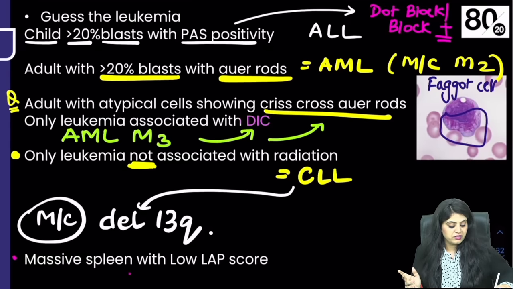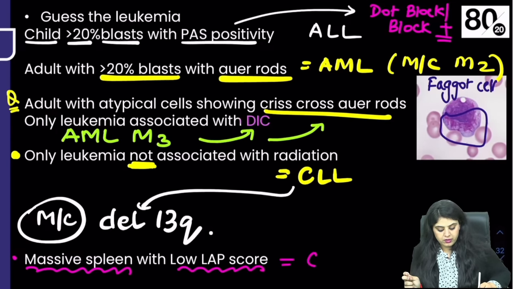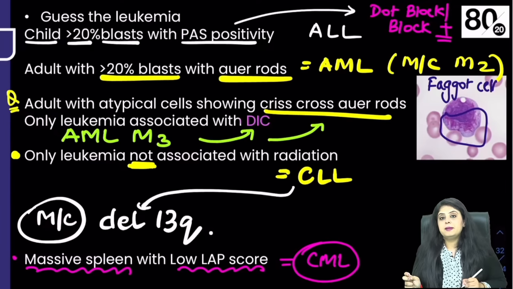You know, as soon as you read massive splenomegaly and a low LAP score, you know you are dealing with a case of CML. And in the last image-based session, if you remember, we had studied CML along with its phases. So I hope you guys are settled.